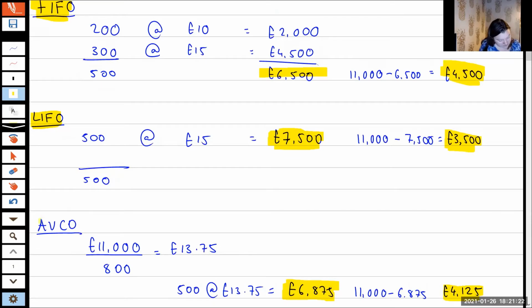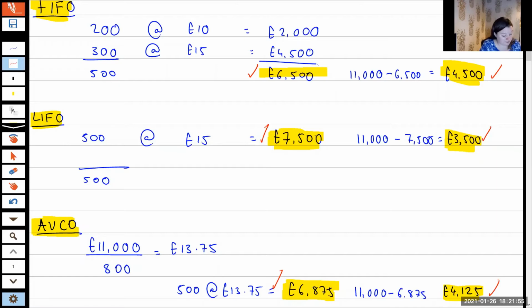And so having done that, we've now got all of the figures that we need. We needed the cost of issue under FIFO, LIFO and AVCO. Well, we've done the cost of issue under FIFO, we've done the cost of issue under LIFO, we've done the cost of issue under AVCO. We needed the closing inventory valuation for those three as well. And again, we have now worked out those three figures on the right there.